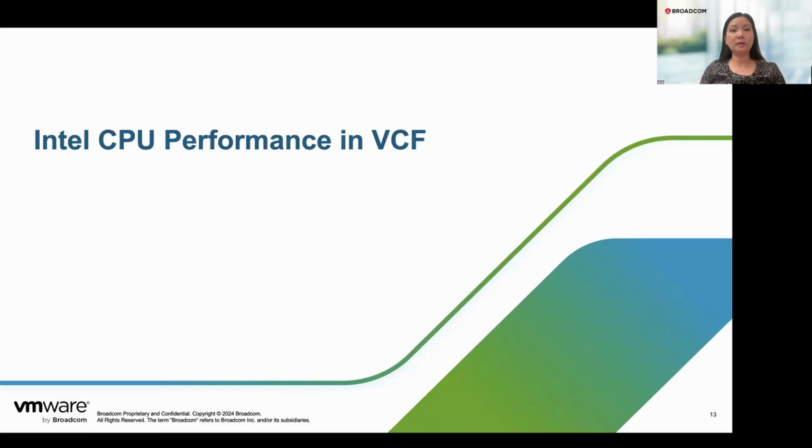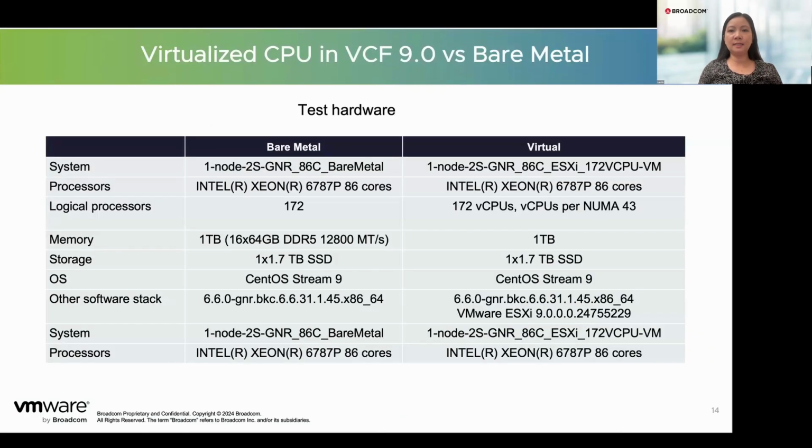In the case when your data center doesn't have GPU resources or doesn't have enough GPU resources for your application, you can leverage CPU for running AI workloads as well. The system we use for testing here includes a Xeon 6787P with 86 cores. In both bare metal and virtual, we allocate all the CPU, memory, and other resources.